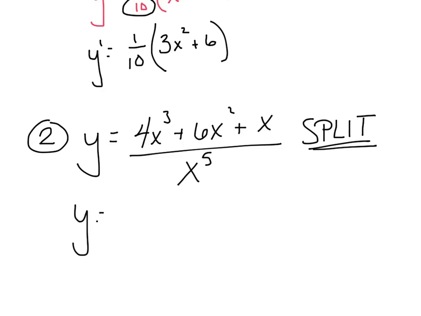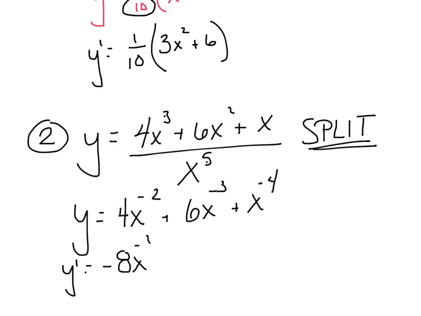I would say this is 4x to the negative second, since 3 minus 5 is negative 2, plus 6x to the negative 3 plus x to the negative 4. So I've done zero calculus. I'm just dividing each term. Remember, just be fair and do it to every term. Now watch how simple this derivative is: negative 8x to the negative third minus 18x to the negative fourth minus 4x to the negative fifth. Okay, so avoid quotient rule if possible.